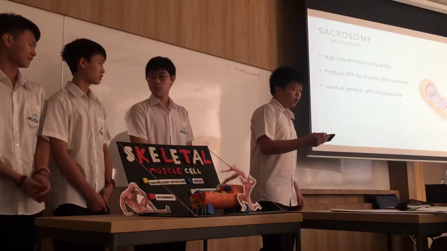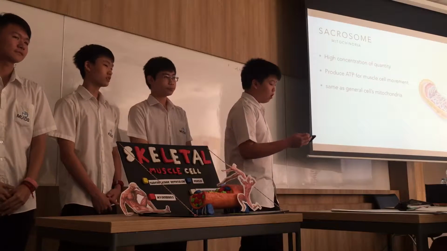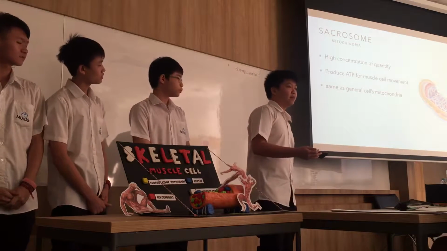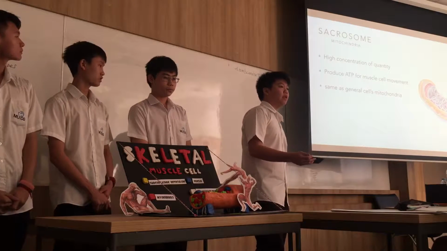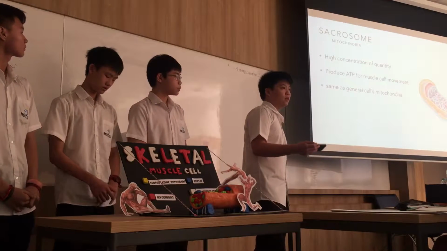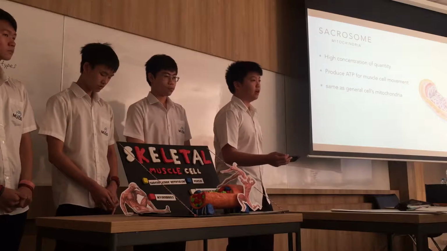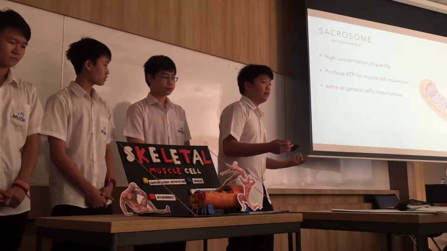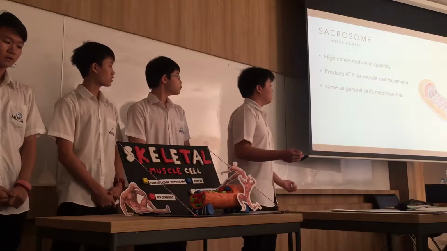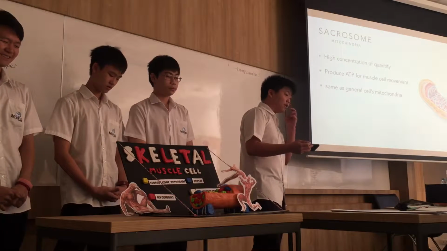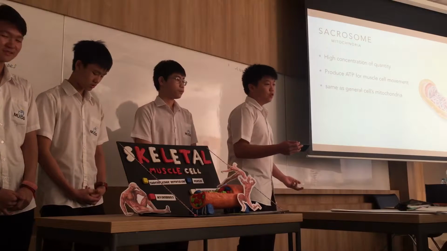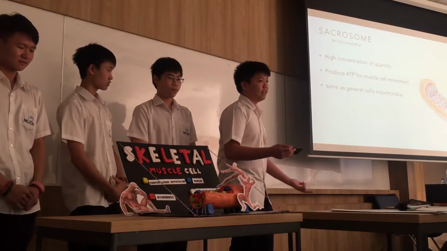Okay, as you all know, mitochondria, or sarcosomes, function to produce ATP. Moreover, in every cell there are mitochondria. But skeletal muscle cells are a bit different from normal cells: they need a lot of mitochondria to produce ATP for contracting and relaxing.